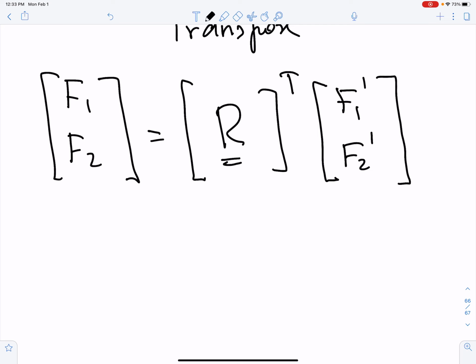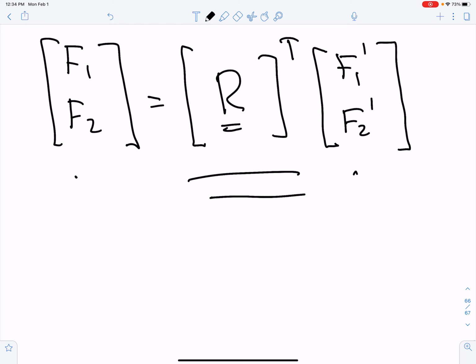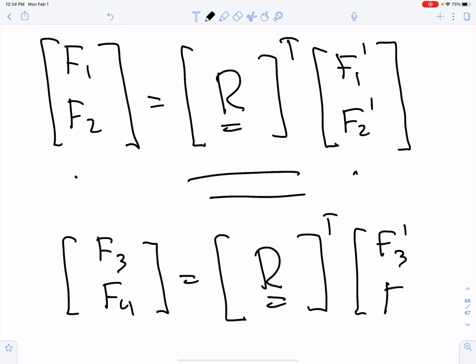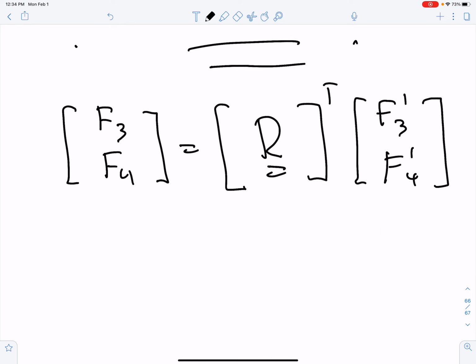So this is an important relationship. If your kinematics between the global and local coordinate systems are related through R, then in order to match the work, the forces between the global and the local coordinate systems are related through R transpose. This is an important observation. And so then you can also write, by the same analysis, that F3 and F4 equal R transpose F prime 3, F prime 4.